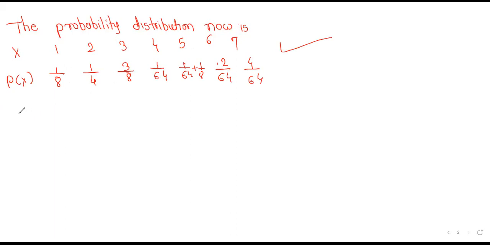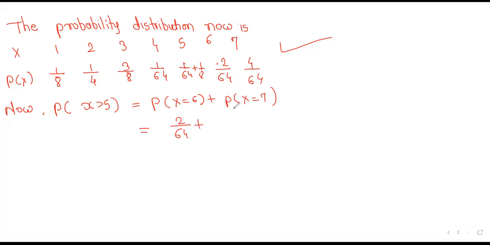Okay. Now we have to find p of x greater than 5, which can be written as p of x is equal to 6 plus p of x is equal to 7. So for x equal to 6 it is 2/64 plus for x equal to 7 it is 4/64, which is equal to 6/64, which is equal to 3/32.